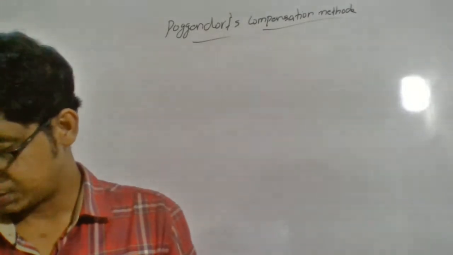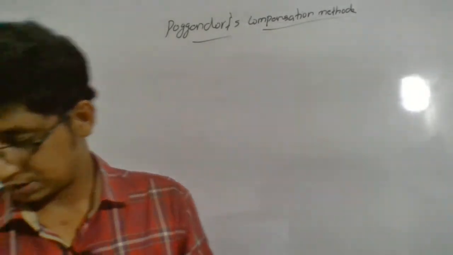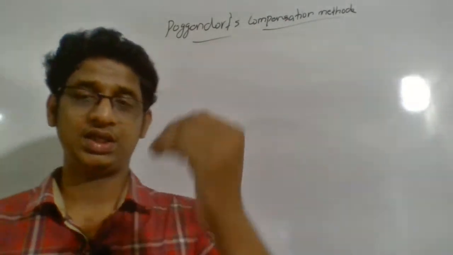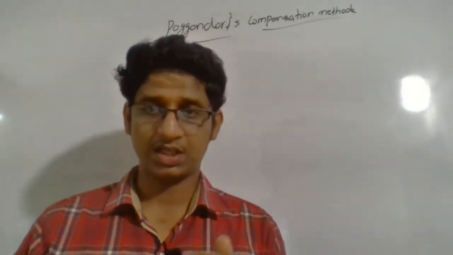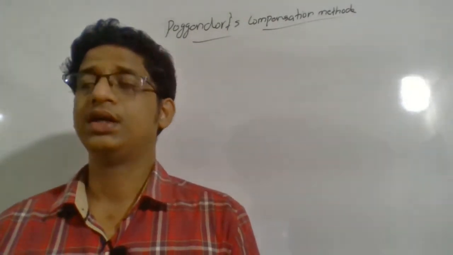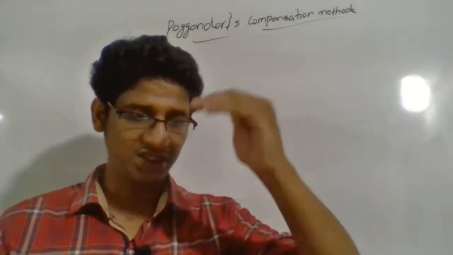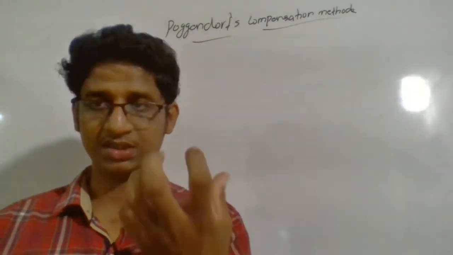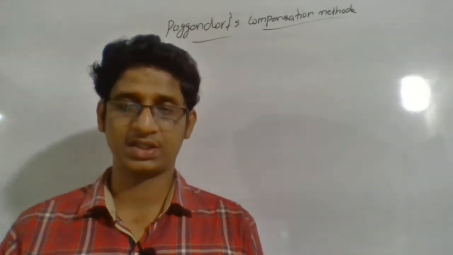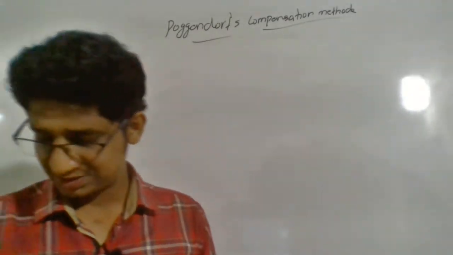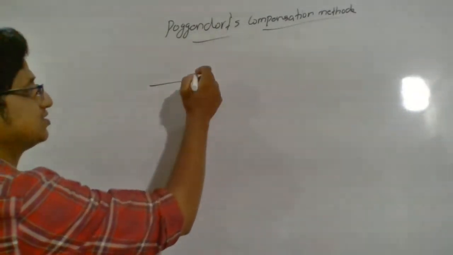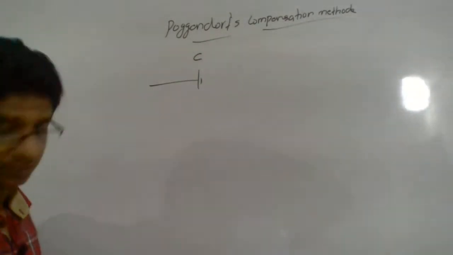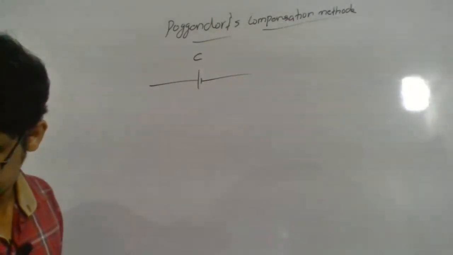So let us understand what the Poggendorff compensation method is all about. Here we use a principle where an external EMF source, which is greater than the unknown EMF of the cell, is applied, and we make sure the external EMF cancels the EMF of this unknown cell, and that point is detected using a potentiometric method. So let us discuss the circuit first. It consists of an external circuit that we represent as C, whose EMF should be greater than the EMF of our unknown cell.